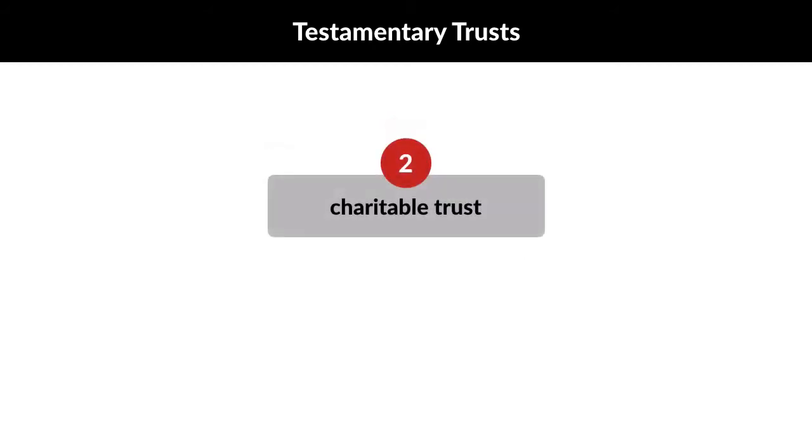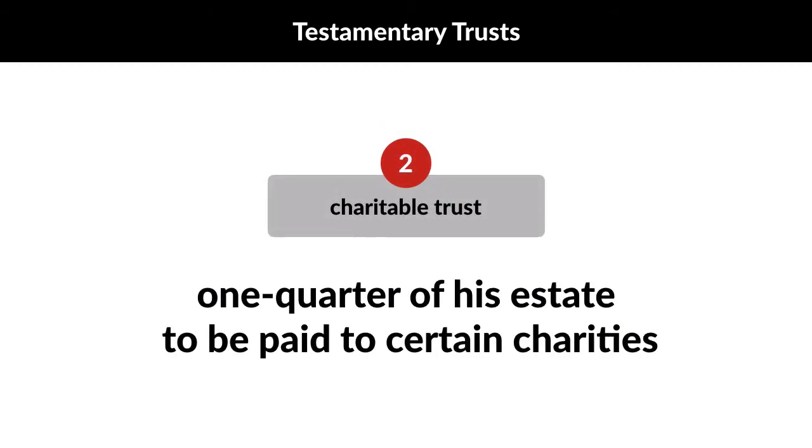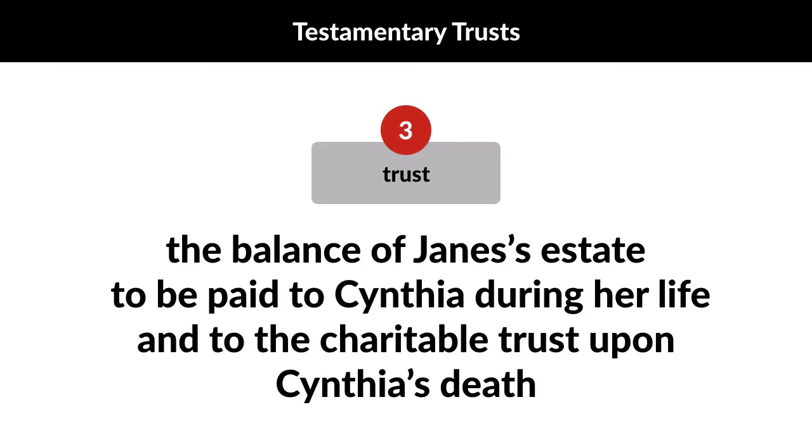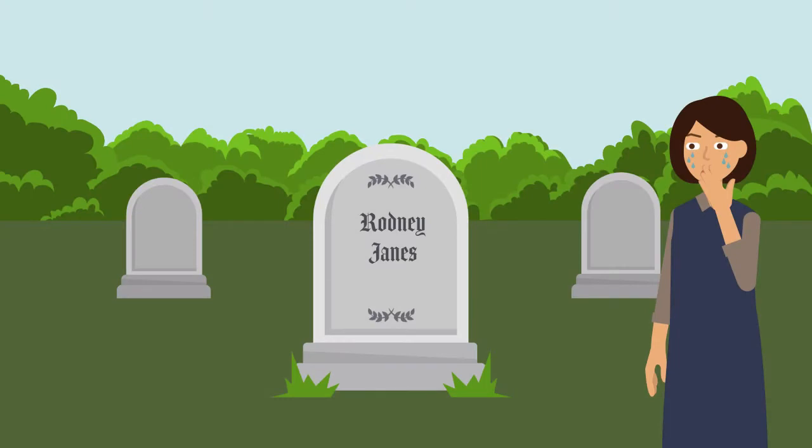The second trust was a charitable trust consisting of approximately 1/4 of his estate, which was to be paid to certain charities. The third trust made up the balance of Janes's estate, which was to be paid to Cynthia during her life and to the charitable trust upon Cynthia's death. On May 26, 1973, Janes died and was survived solely by Cynthia.